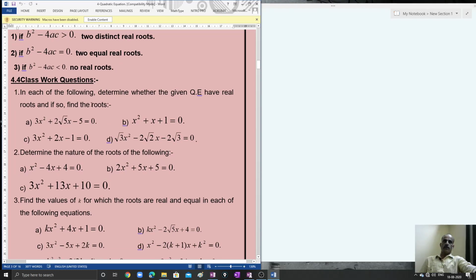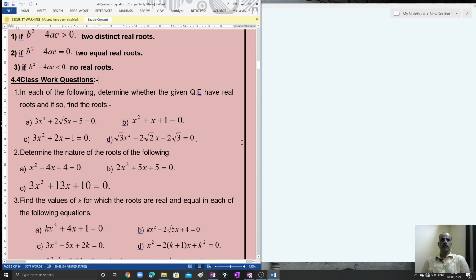In each of the following, determine whether the quadratic equation has equal roots, and if so, find the roots. Let us go for whether the given quadratic has real roots, not equal roots. So, the question is specific: whether the equation has real roots. When do they have real roots?